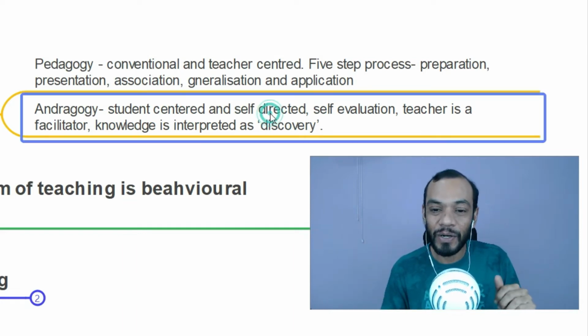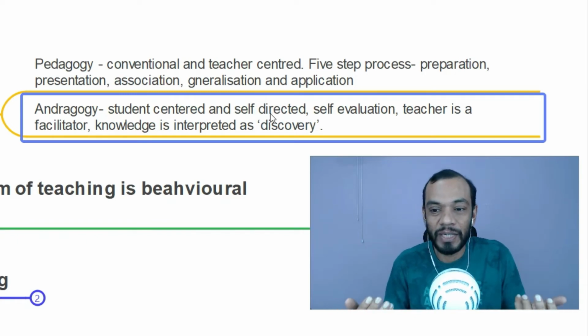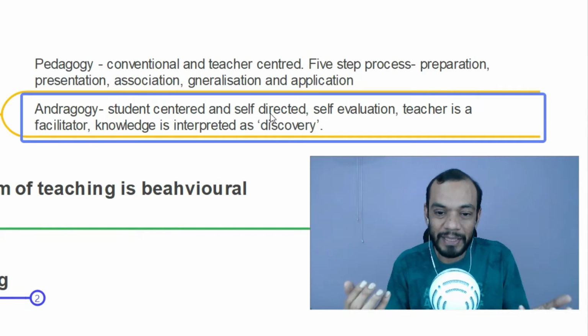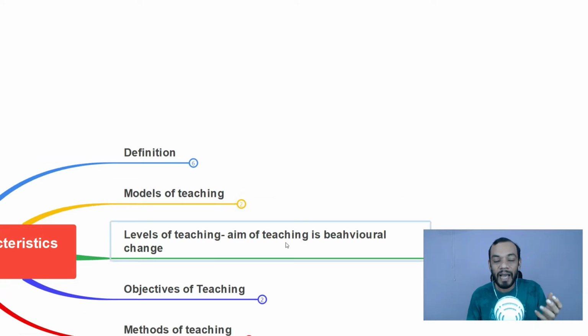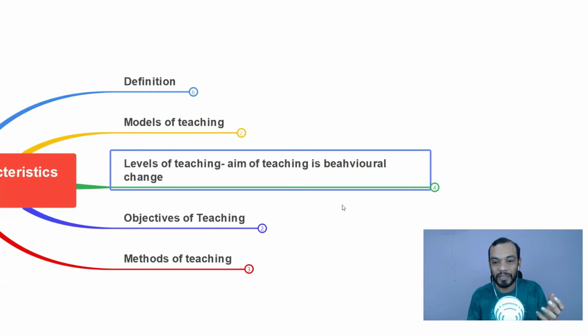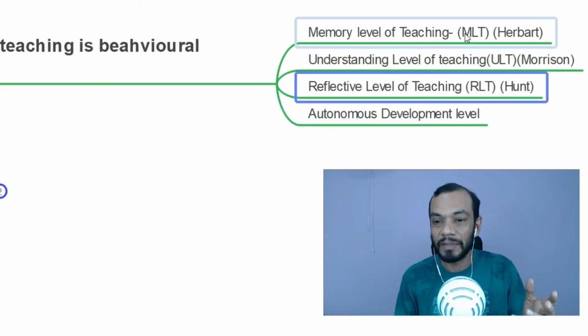And in andragogy, it's student-centered and self-directed. Here, it is done by self-evaluation by the student. And the teacher, as you know, is a facilitator. And the knowledge they learn is known as discovery. So this is the more prevalent method right now. And what are the aims of teaching? As I told you, teaching is done to bring behavioral change in the learner. It is not about imparting knowledge, it is to bring behavioral changes.